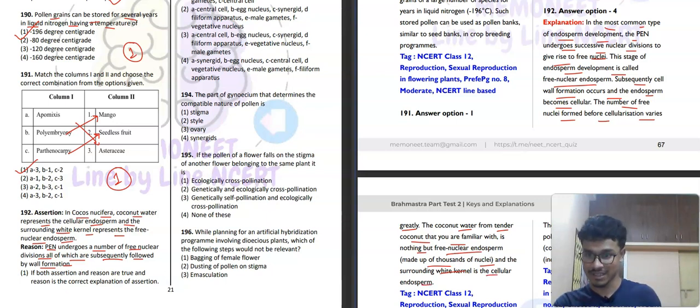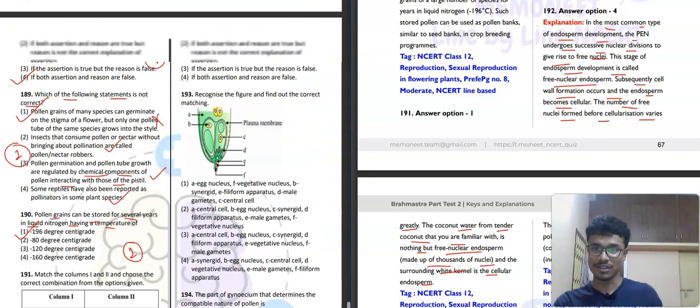The assertion is saying that the cellular endosperm and the surrounding white kernel represent free nuclear endosperm. Basically, this is the opposite. This is what we have explained, and this assertion is just given as the opposite. So this is absolutely wrong. And primary endosperm nucleus undergoes a number of free nuclear divisions, it is also not correct. So here the fourth option will be our correct answer for this question. Both assertion and reason are false.